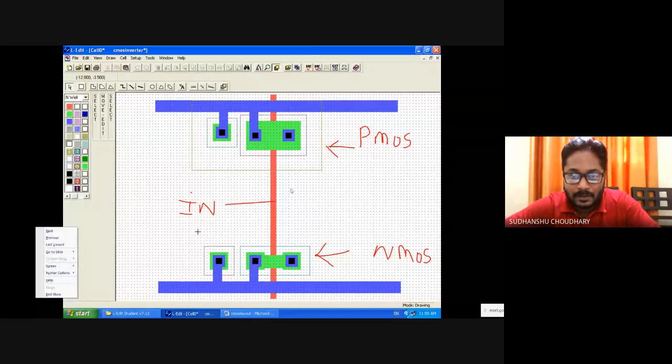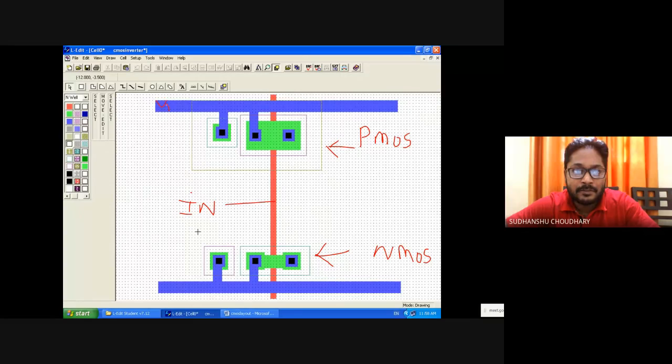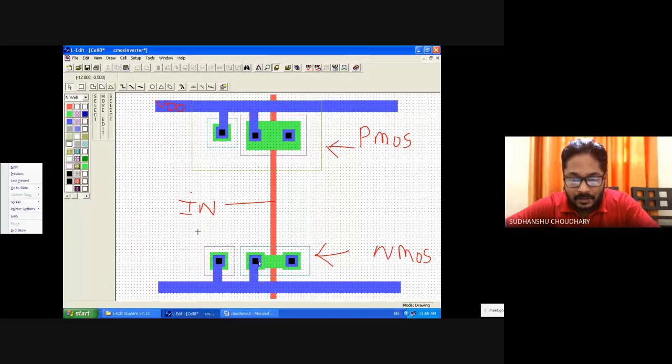Then, let's say this is the source of this MOSFET, so the source is connected to VDD. So this is VDD, and also the body contact is connected to VDD. Similarly, the source of this NMOS is connected to ground. The ground line is running at the bottom, so I connect the source to the ground, and also the body contact to the ground.